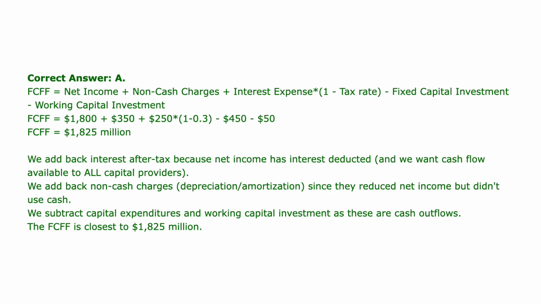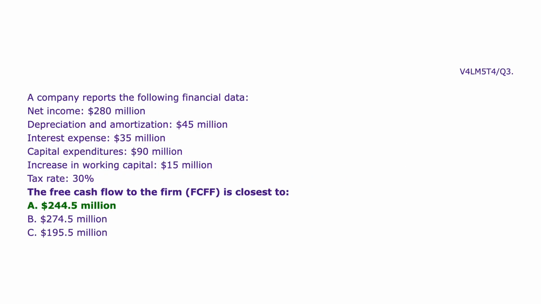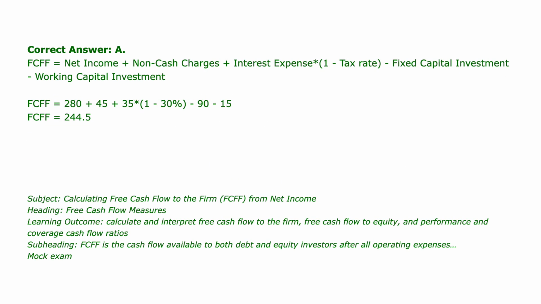FCFF is calculated by adding back non-cash charges and after-tax interest expense to net income, then subtracting capital expenditures and working capital investment. The FCFF is approximately $1,825 million. FCFF is calculated by adjusting net income for non-cash charges, interest expense, and capital investments.